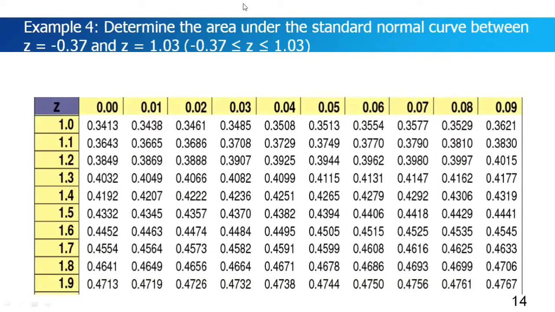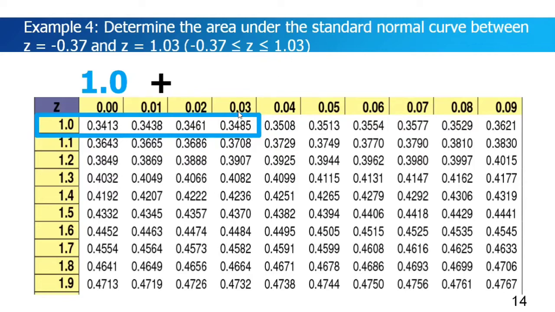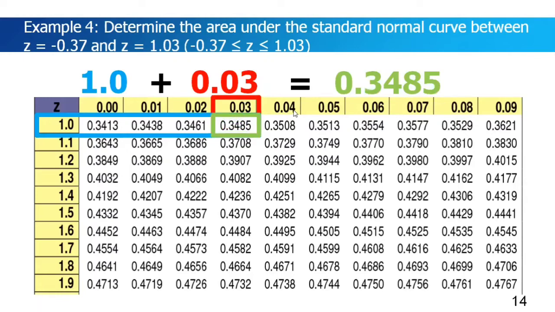Now this time, let's go to z is equal to 1.03. So first, we're going to locate 1.0 here. So 1.0 is here. And then 0.03. So 0.03 is here. And the intersection is equal to 0.3485. That is the area under the z value, which is equal to 1.03.